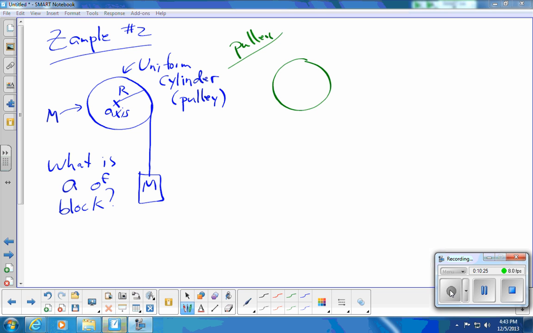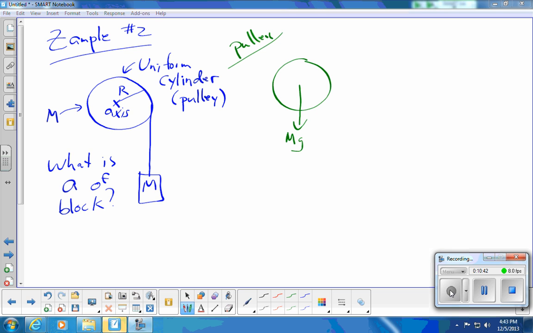The reason we're doing this is to find out what torques are created on the pulley. Only one of the forces creates a torque, but I'm going to label all the forces anyway because I like being thorough. There are three forces acting on the pulley. One is its own weight, the gravitational force, mg, Earth pulling down on it.